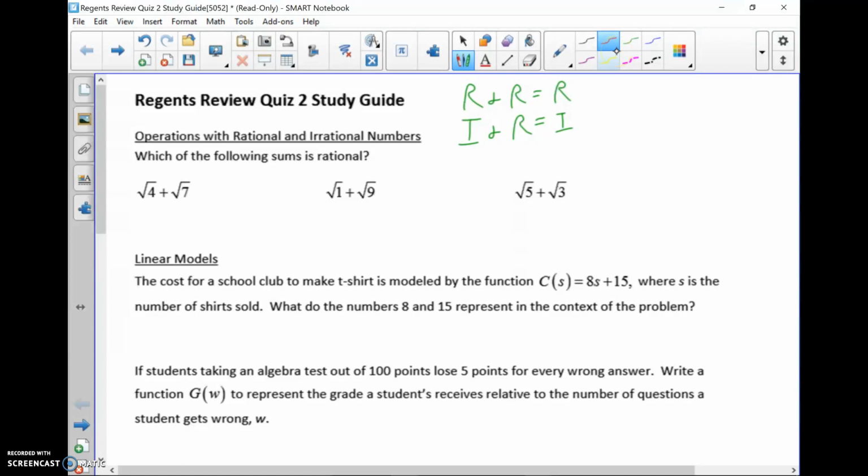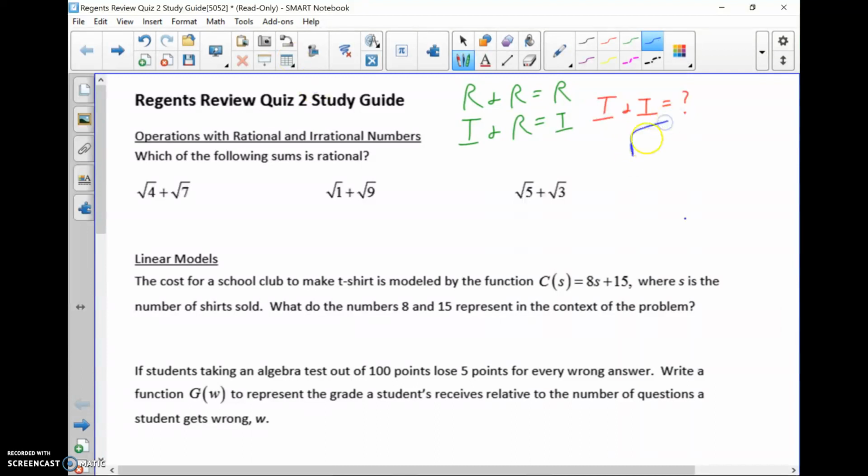Two rational, always rational. The issue is that when it's an irrational and an irrational, it could go either way. The answer is it depends. It's never always rational. It's not always irrational. It's sometimes rational and sometimes irrational. It depends on the numbers. And a lot of times in Algebra 1, we use square roots to represent rational and irrational numbers.